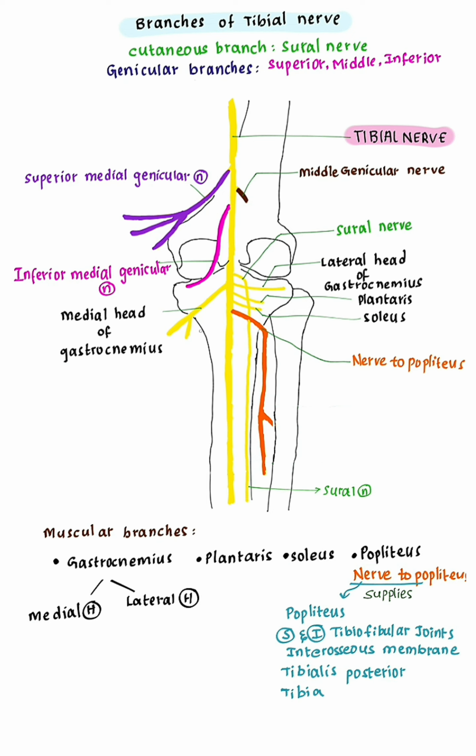If you observe here, all the muscular branches of tibial nerve arise from the lateral side except nerve to medial head of gastrocnemius. It arises from medial side of the tibial nerve. Hence, the lateral side of the tibial nerve is surgically unsafe, whereas the medial side is surgically safe. As more number of muscular branches arise from the lateral side of the tibial nerve, it is surgically unsafe.